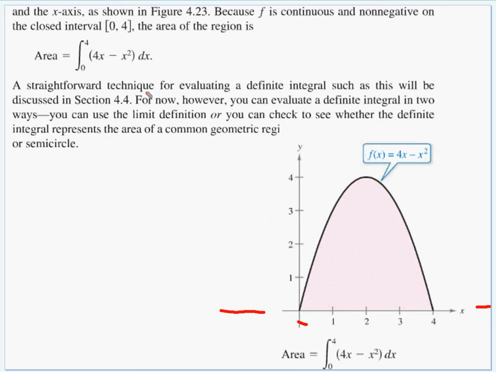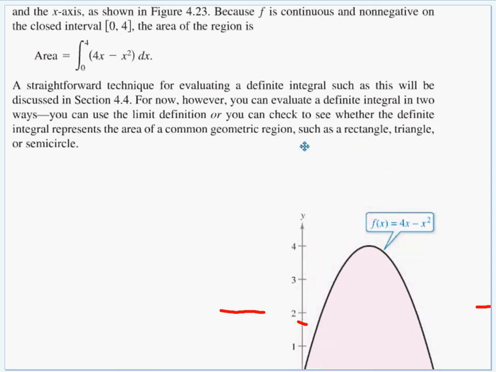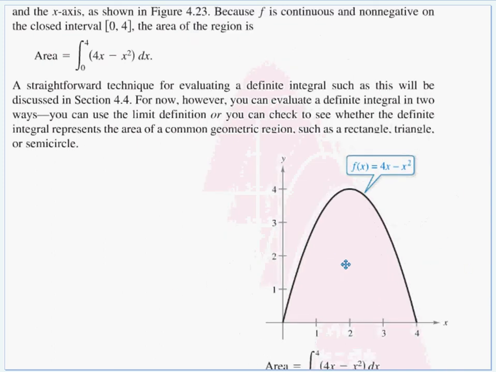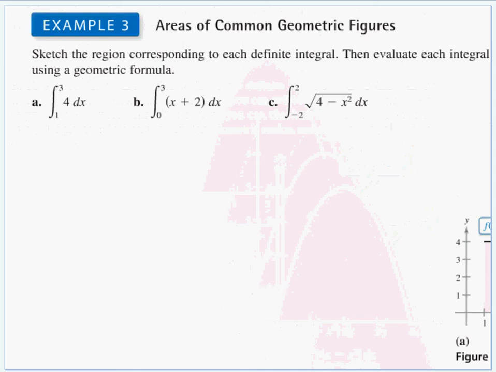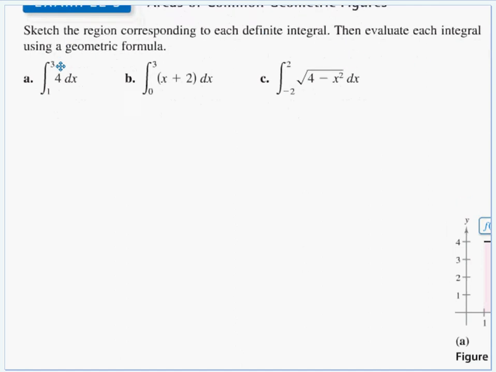A straightforward technique to evaluate a definite integral such as this will be discussed in the next section. For now, however, we can evaluate a definite integral in two ways. We can either use the limit definition with a lot of algebra, or we can check to see whether that definite integral represents the area of a common geometric region such as a rectangle, triangle, or a semicircle. Think back to geometry class. So here we go. Sketch the region corresponding to each definite integral. Evaluate each integral using a geometric formula.